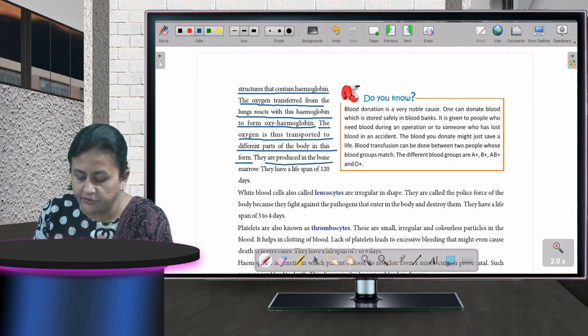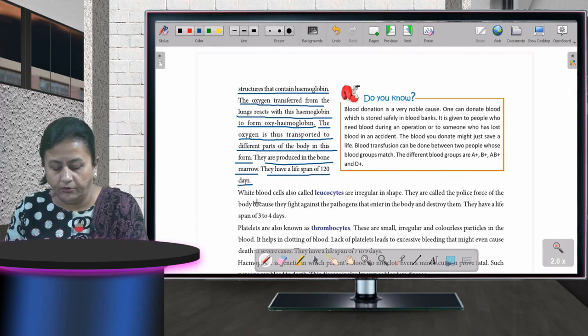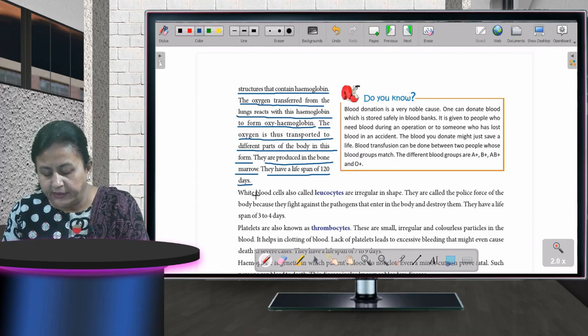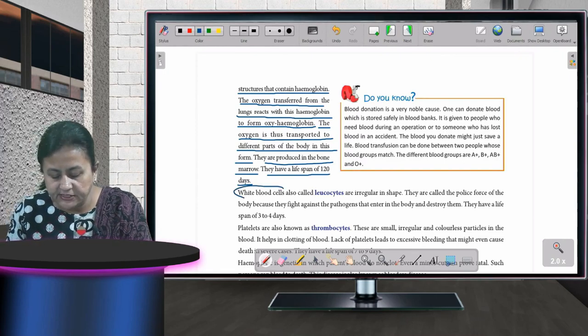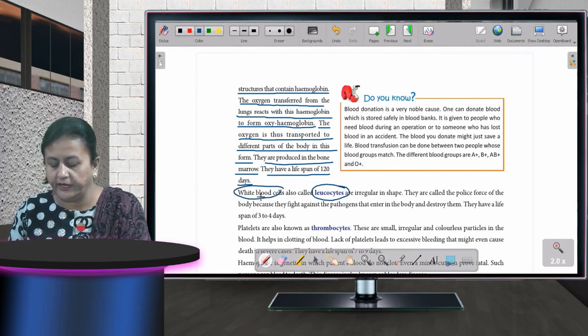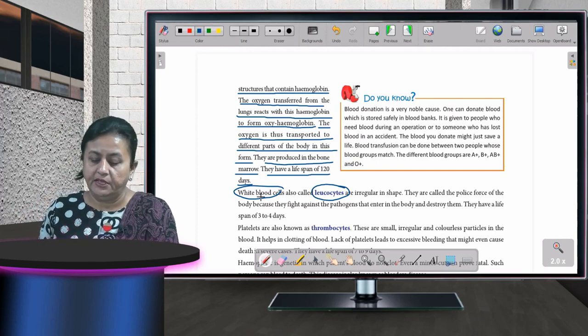They are produced in the bone marrow. They have a lifespan of 120 days. Okay. Now, white blood cells. The other name for white blood cells is leukocytes. Okay. And they are irregular in shape.